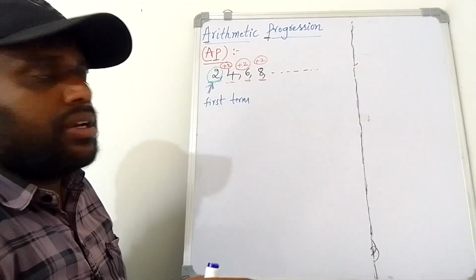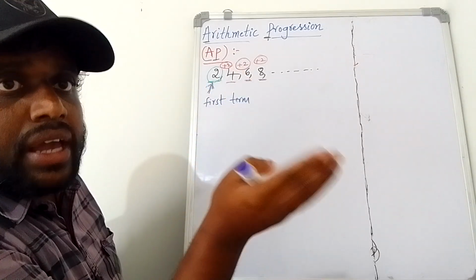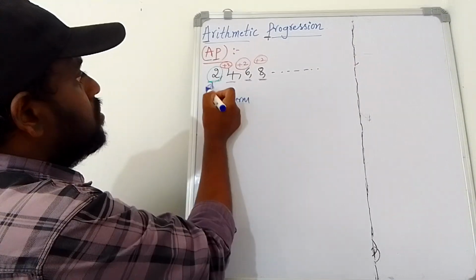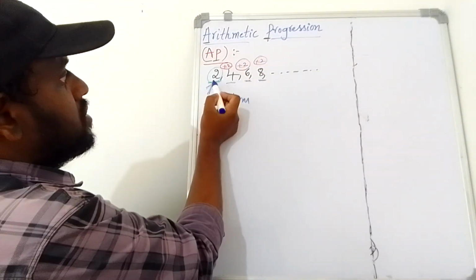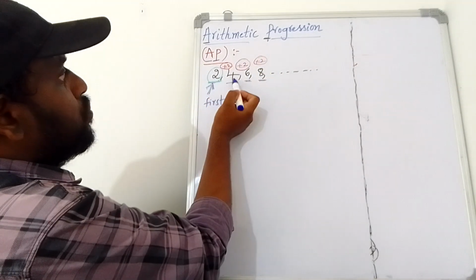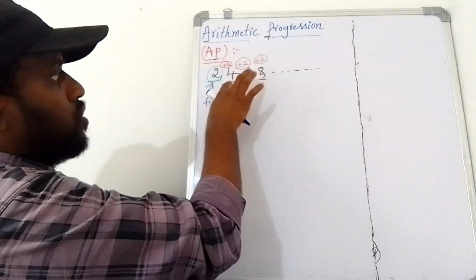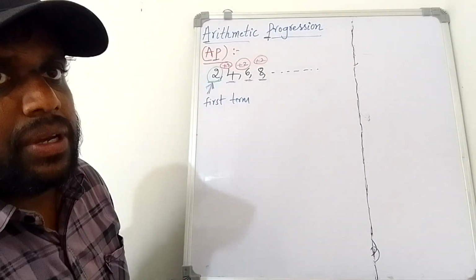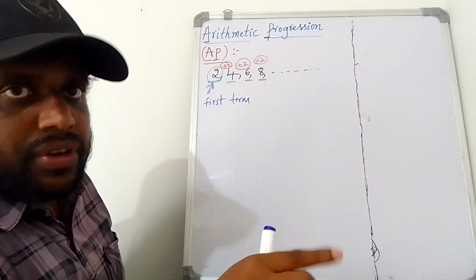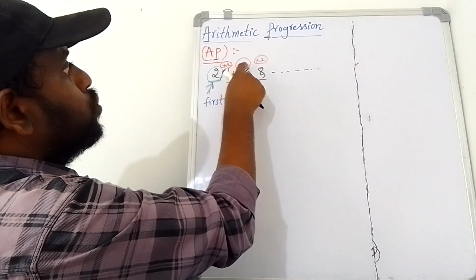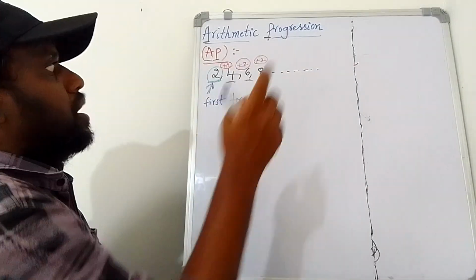Once again I will repeat. Each term of a list of numbers except the first term is obtained by adding a fixed number to the previous term. For 4 this is the previous term, for 6, 4 is the previous term. So this is the definition of AP. We have to add the same number, 2, to the previous terms. So this is called AP.